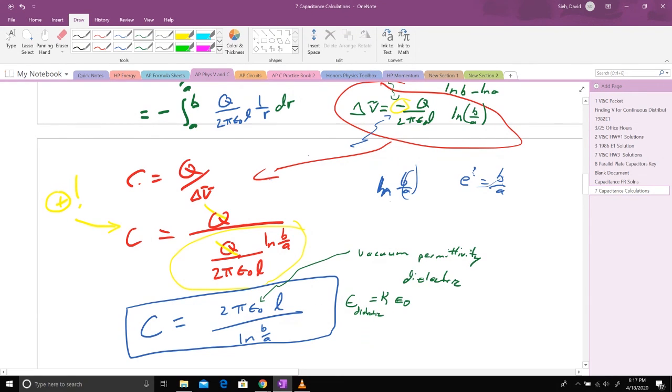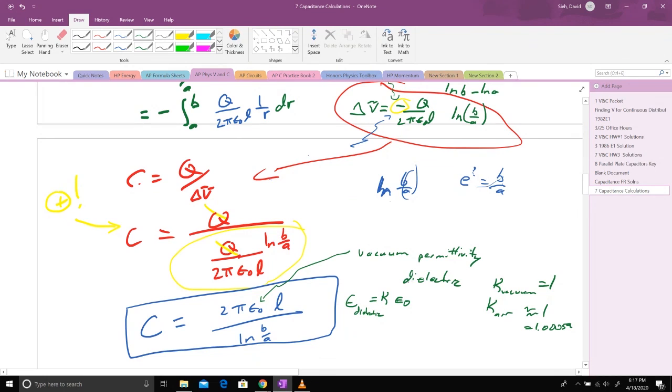So there's a little kappa that would be hiding here next to that epsilon naught. For a vacuum, the dielectric constant kappa is by definition equal to 1. And so that's why I'm not showing it here. And the kappa for air is approximately equal to 1. It's like 1.00059 or something like that.